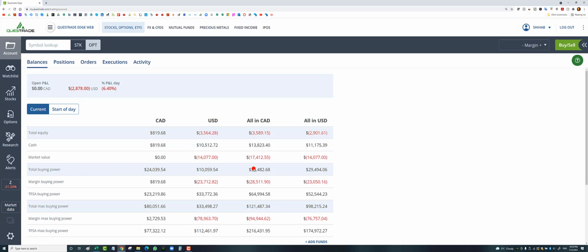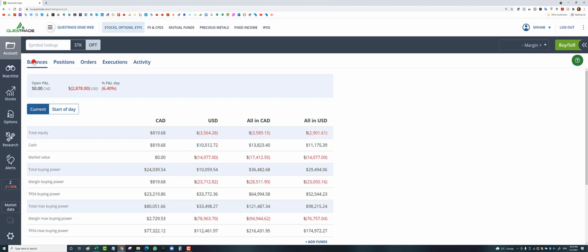But since I sell options, then the line that I'm going to be looking at is total buying power, and I'll look at all in Canadian. You can look at all in USD, whichever you prefer. It doesn't matter. But I just look at all in Canadian to know how much I have available. Now, the important thing to look at as well, in my opinion, is to see how much have you used already. Which percentage have you used of your buying power with the trades that you have open?